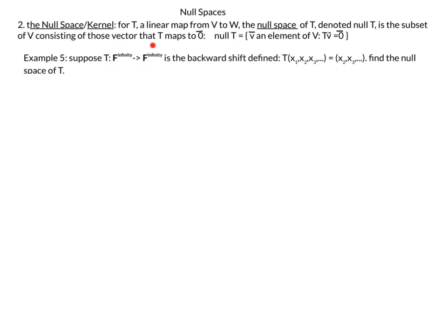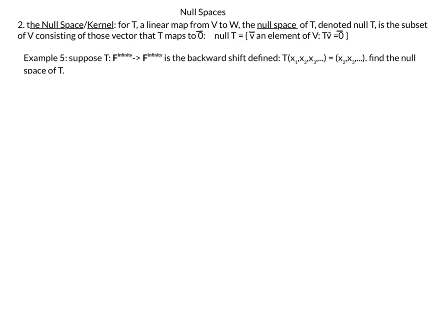Our last example for now is suppose T goes from F infinity to F infinity. Remember, these are just an infinite sequence of numbers. You know how you have R2, R3, it's like R infinity. And now we can also have complex numbers, F infinity. And our transformation is going to be the backward shift on this infinitely long vector. So T of (x1, x2, x3, ...) is equal to, we just get rid of this first term. So it's (x2, x3, ...).